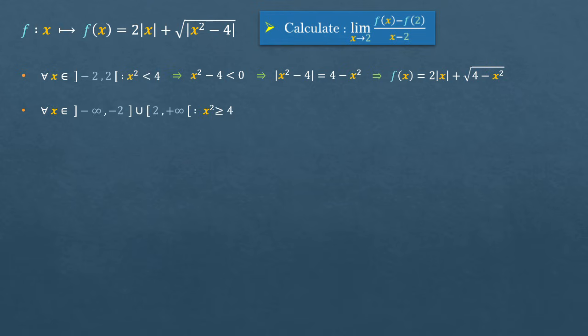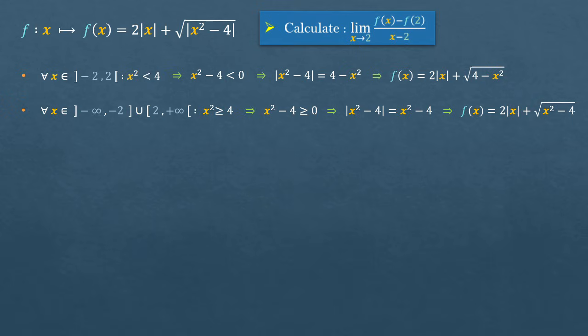Besides that, if our variable x varies within the interval negative infinity to minus 2 union 2 to positive infinity, the square of x would be greater than 4, so x squared minus 4 would be greater than 0, which means that the absolute value of x squared minus 4 would be equal to x squared minus 4. So in this case, the expression of our function f in terms of the variable x would be f(x) equals 2 times the absolute value of x plus the square root of x squared minus 4.